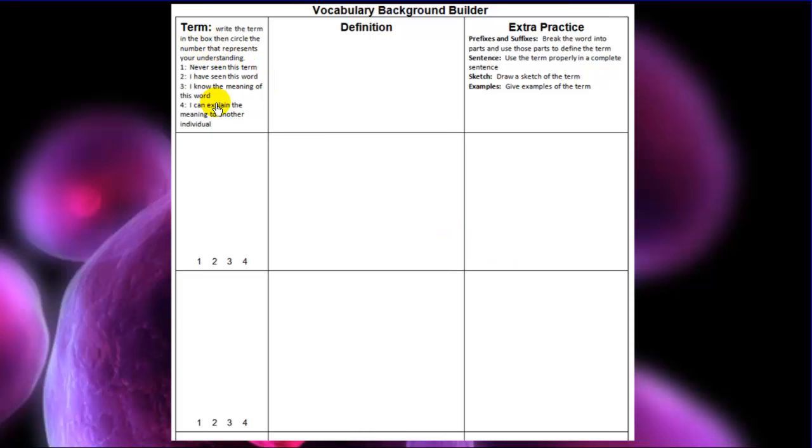Again, you start with a term and rate yourself on your current understanding. We have one, I've never seen this term, two, four, I can explain the meaning to another individual. Then put the definition down, and do some of the extra practice stuff on here: breaking it down into parts, using it in a sentence, sketching it. I always highly suggest that you draw some sort of a picture for it as well, giving some examples of that term. Again, it's important. This extra practice is important to solidifying your understanding of the vocabulary that we're trying to build.